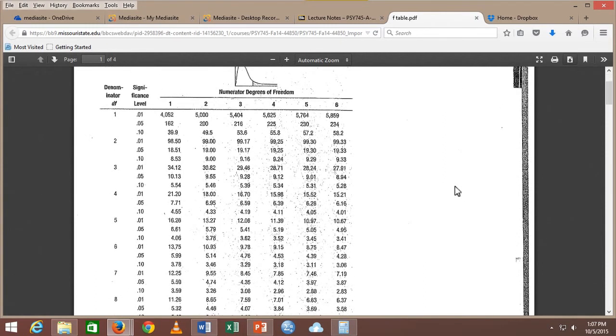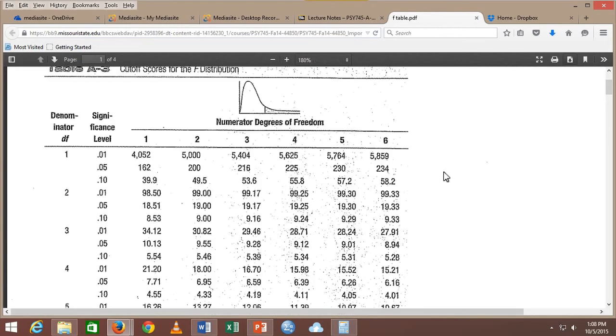But if you ever were having to look up one, somebody just gave you F, or you're looking at somebody's research paper and you're like, there is no way that's significant. They're making things up right now. Here's how you would look it up.